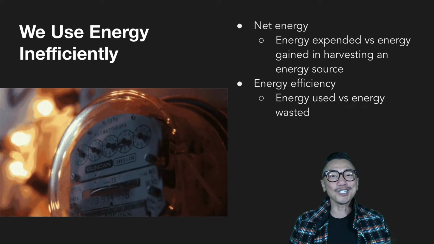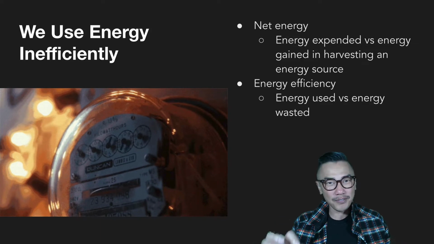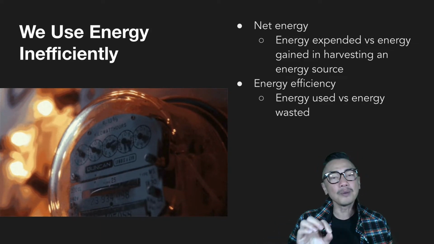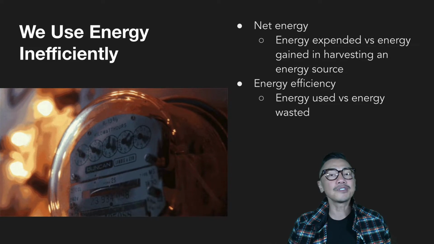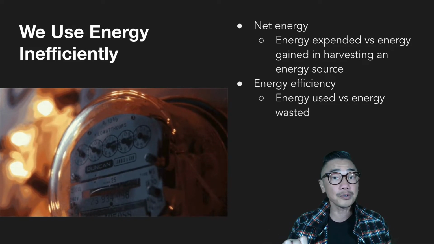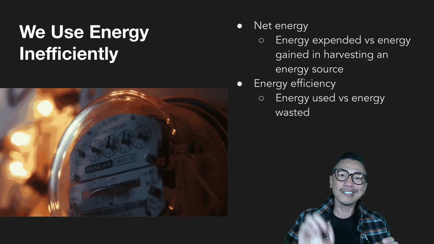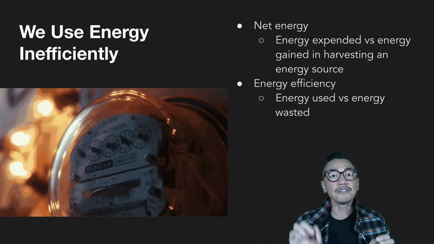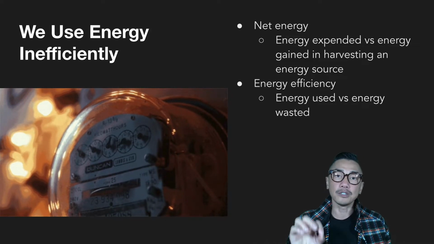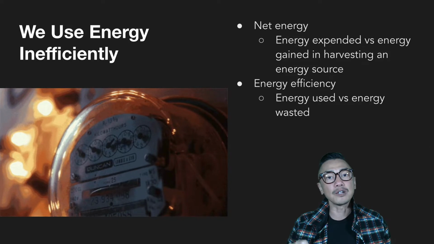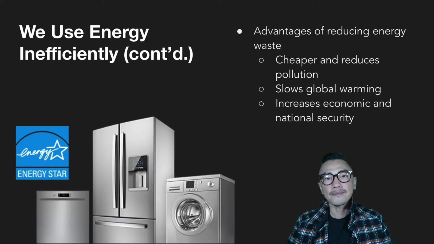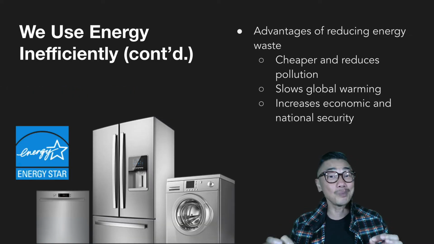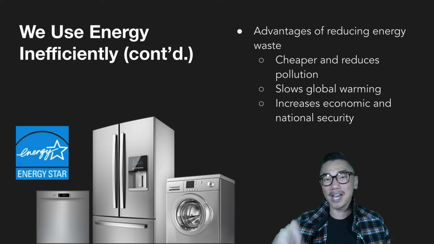When energy is produced, net energy is very important. Net energy compares the energy expended versus the energy gained in harvesting and providing an energy resource. When energy is used, energy efficiency is more important. Energy efficiency compares the energy used by something versus the energy wasted by it. As we move towards a more sustainable future, we want to maximize energy efficiency and minimize energy waste.